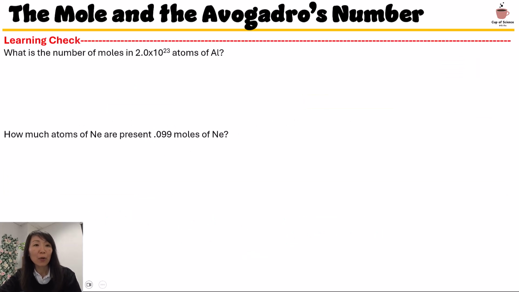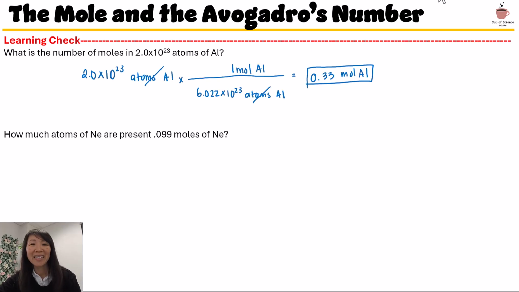Let's do a learning check. What is the number of moles in 2.0 times 10 to the 23 atoms of aluminum? So you're going to try this and come back and check the key. We'll do the second one together. And here is the key. Let's try the second one.